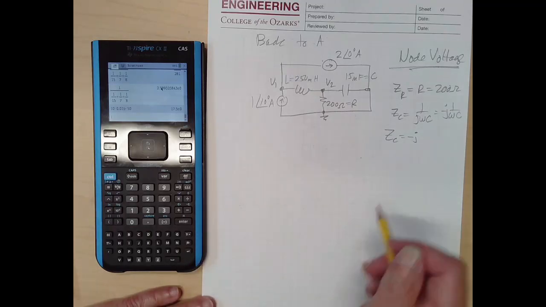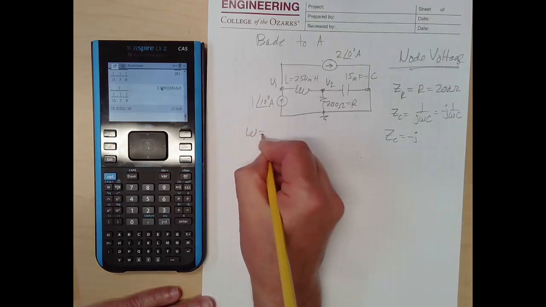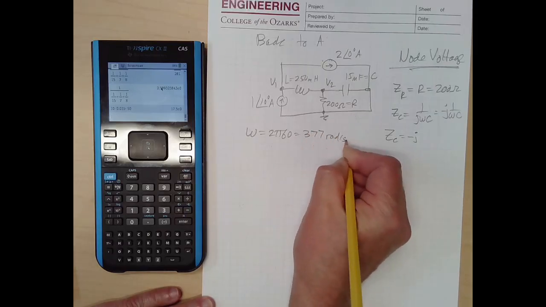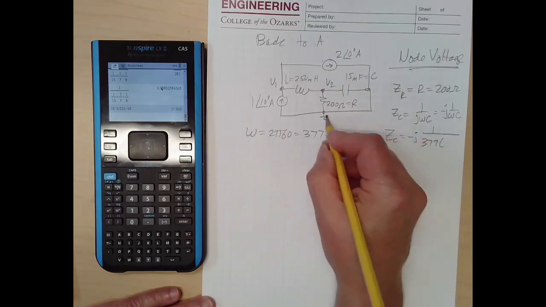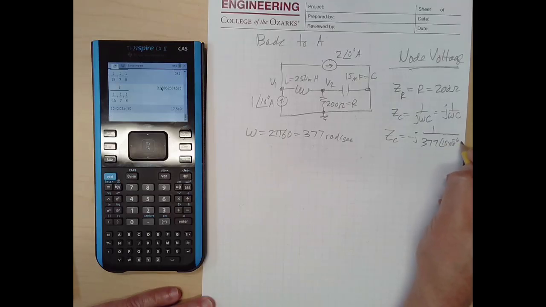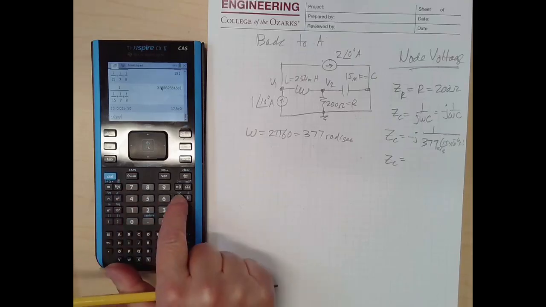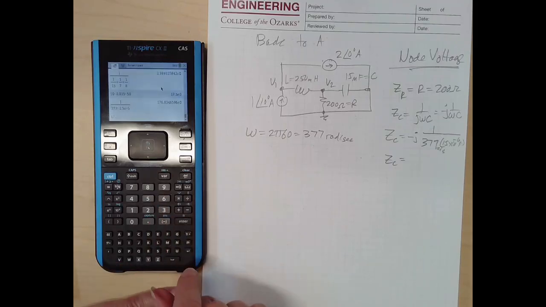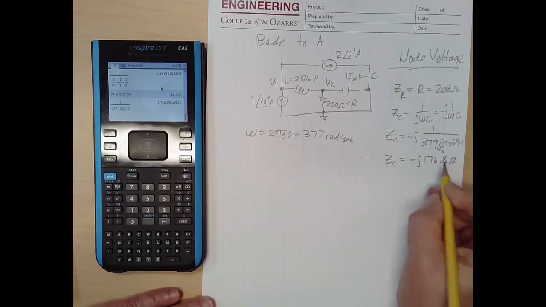We need a frequency for our circuit. Are we going to just do 60 hertz? I can't remember. Yep, looks like I did 60 hertz. So we'll say omega is 2 pi 60, which is our 377 radians per second. So this is negative j times 1 over 377 times C, 15 times 10 to the negative 6 farads. So Z for a capacitor is 1 divided by 377 times 15 times 10 to the negative 6, which is negative j 176.8 ohms for our capacitor.